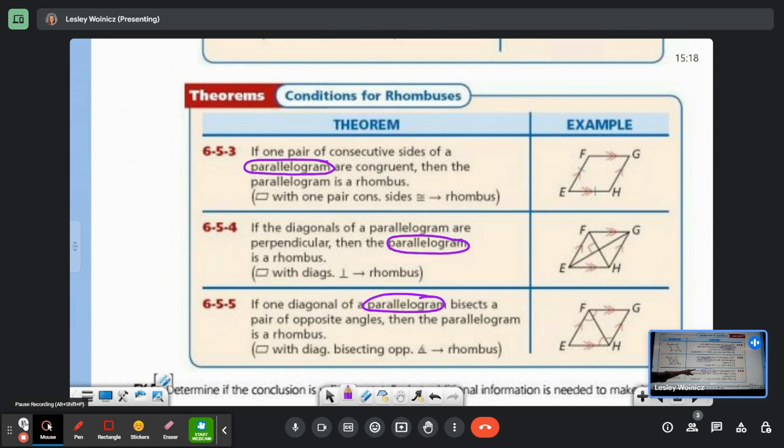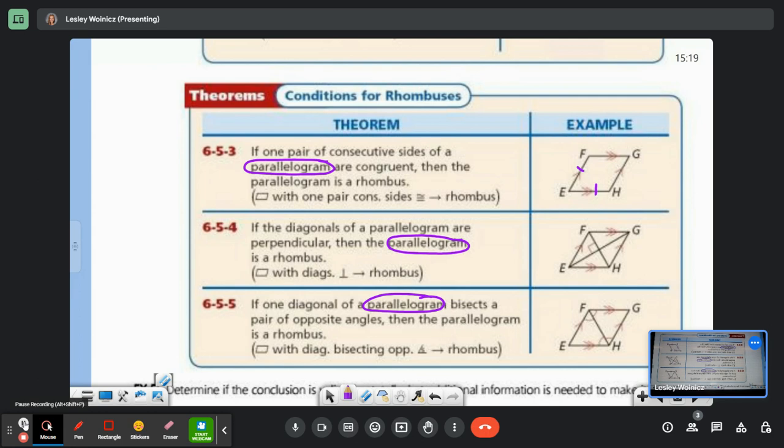Okay, if one pair of consecutive sides of a parallelogram are congruent, then we know that the parallelogram is a rhombus. If it's just a quadrilateral, how many congruent sides do we need? 4. Okay, if it's just a quadrilateral and we don't know it's a parallelogram, we need 4 sides. If we know it's a parallelogram, we only need 2 consecutive sides.